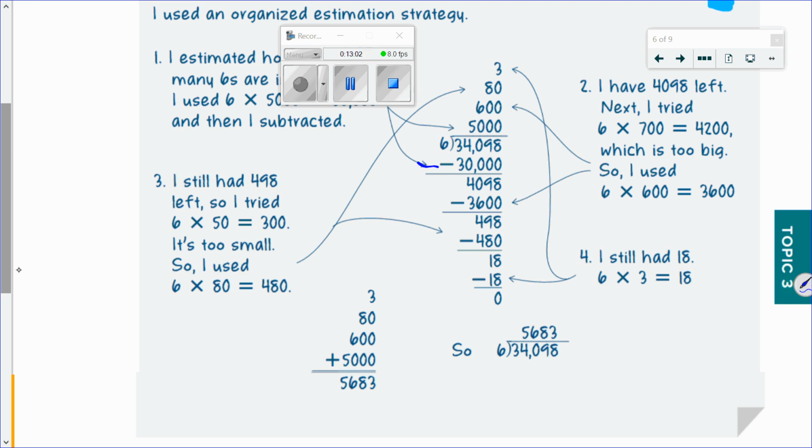Does that make sense to everybody? Do you understand what she did? Which part did you get, Jaden? You didn't understand that looking at 34,000, 6 would go in about 5,000 times.